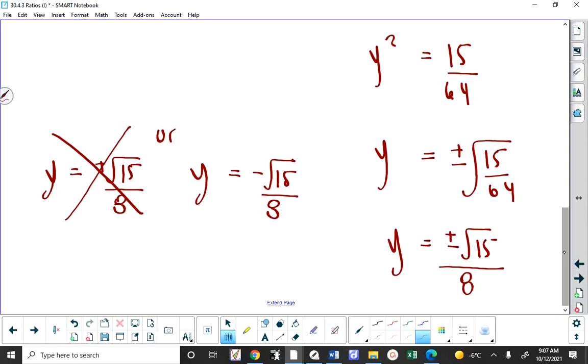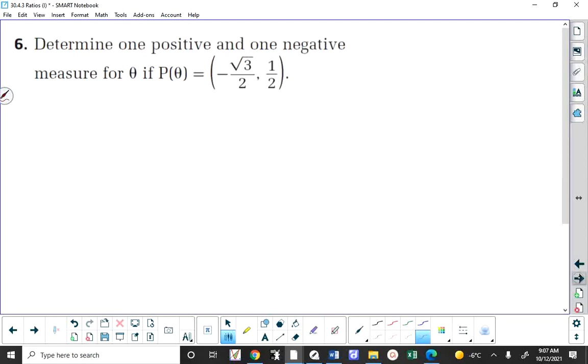Is that okay? Okay. Any other questions before we move on today? Yeah, Julie. 6? Perfect. So determine one positive and one negative measure for that point. The first thing I'm going to do is notice that there's a number of a half there. And that's going to be my way to locate the position, not the angle, the position.